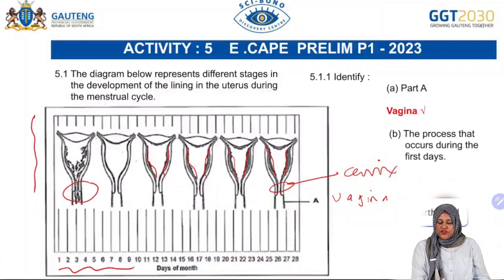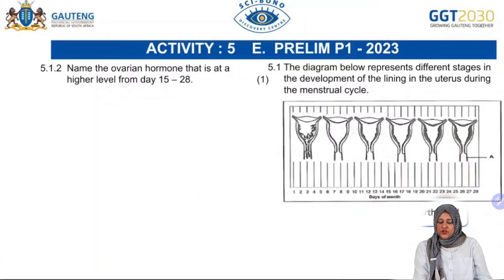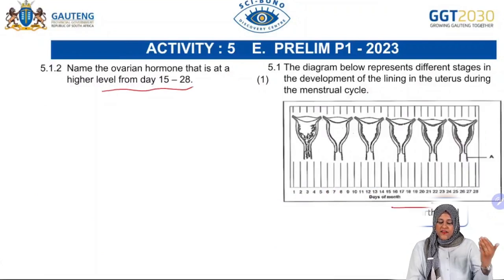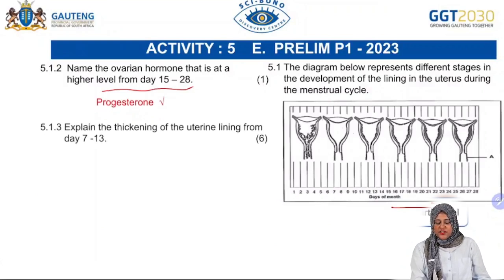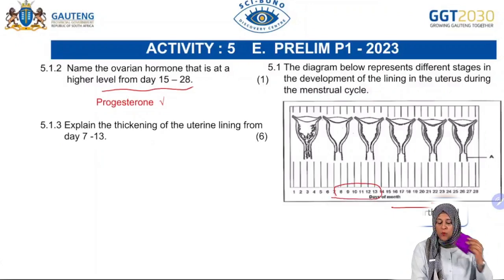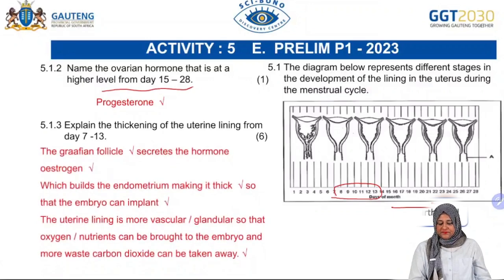Explain the thickening of the uterine lining from day 7 to 13. So the Graafian follicle secretes the hormone estrogen, which builds the endometrium, making it thick, vascular, and glandular. Right, contraceptive pills, some of them have a high dose of progesterone. Explain why a woman using this kind of pill will not fall pregnant.